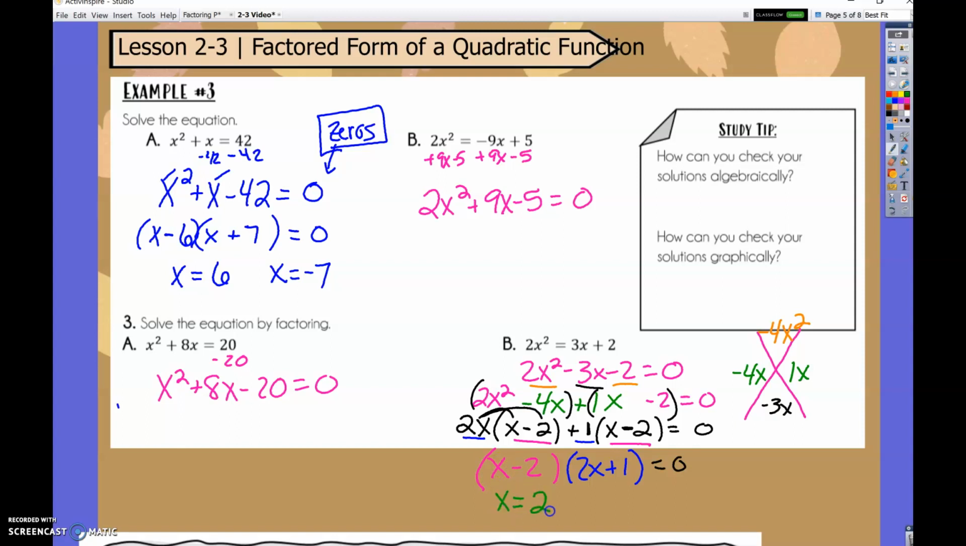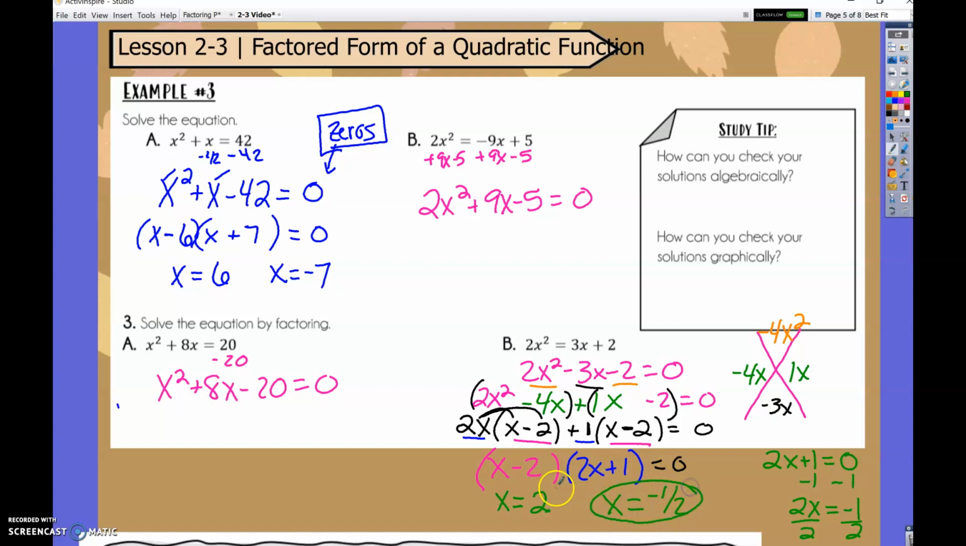So there's one of my zeros. But now this guy has an a value. So I'd say 2x plus 1 needs to be 0. I'm going to subtract 1 from both sides, and I'd get 2x equals negative 1. I'll divide by 2. X will be negative 1/2, or negative 0.5.